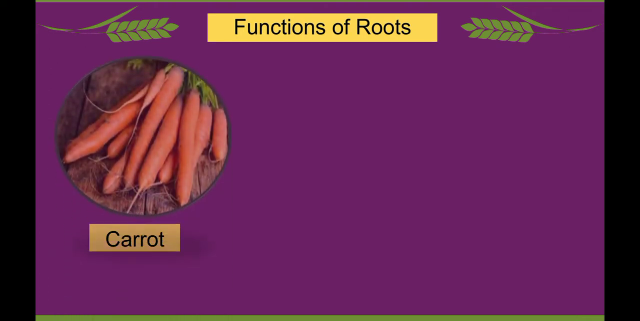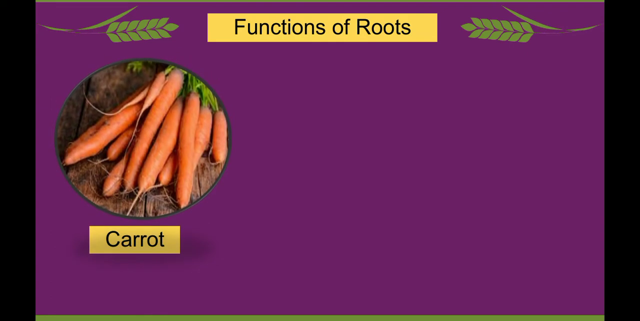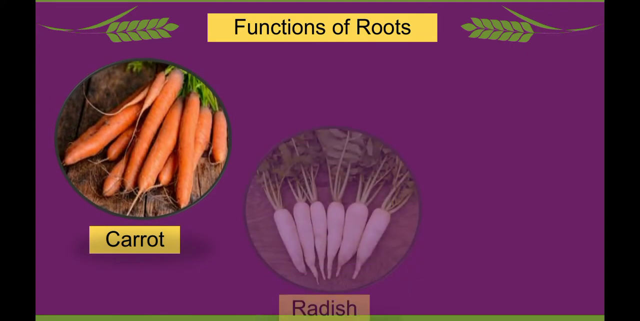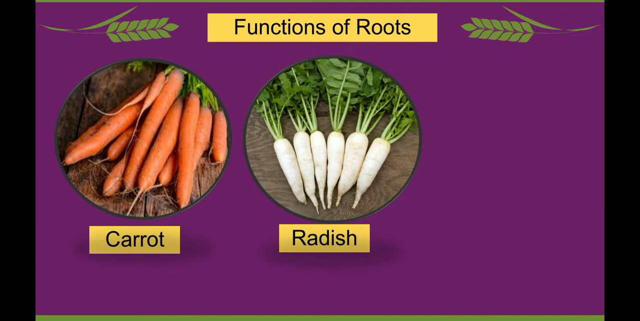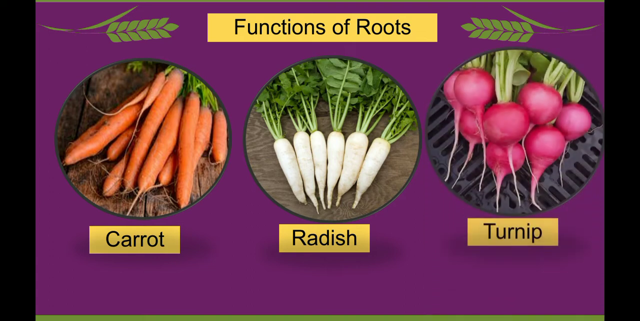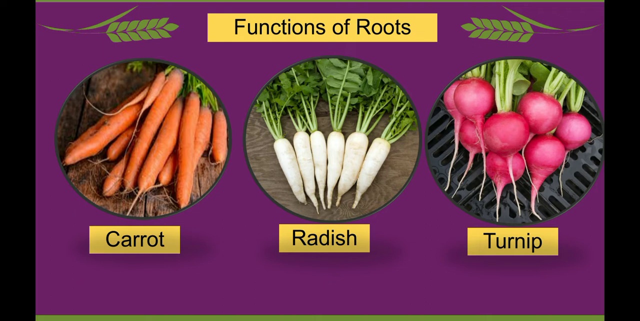Some plants prepare food and store it in their roots. Examples of such plants are carrot, radish and turnip, and we eat these roots of the plant. Because they are storing the food in these roots, we eat these roots.